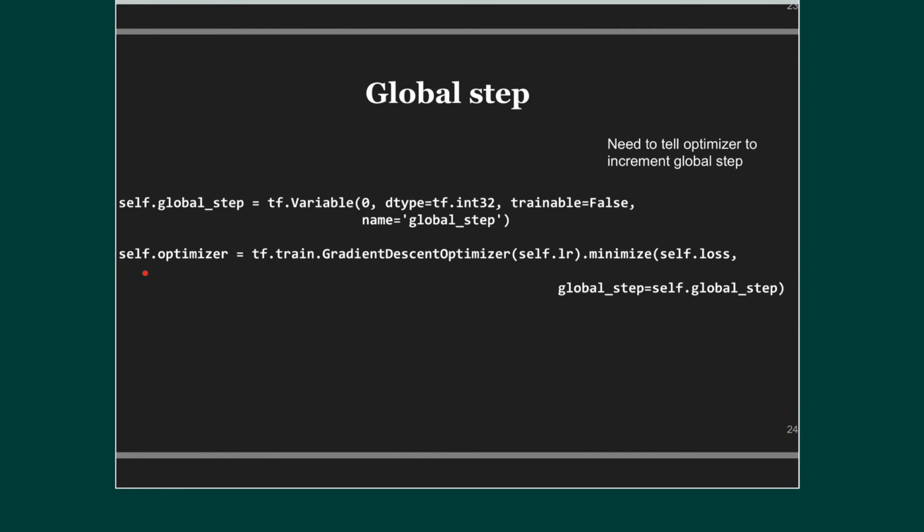Here, the training op is self.optimizer. And when you actually call minimize, this is the self.loss, that would be another op that we're calling. You provide global_step equal to self.global_step. Now, what this will do is every time the training op is called, this will increment self.global_step. So you don't have to worry about keeping the count, et cetera.